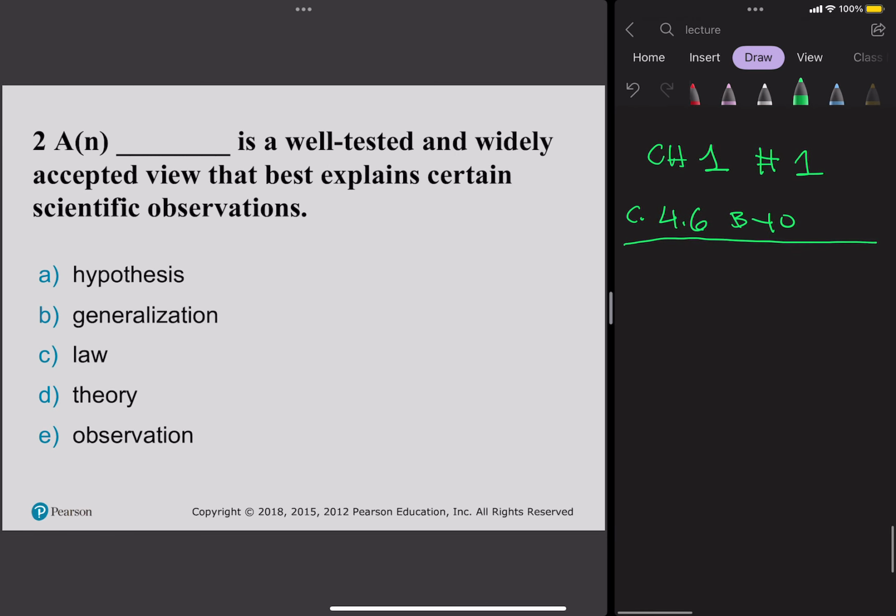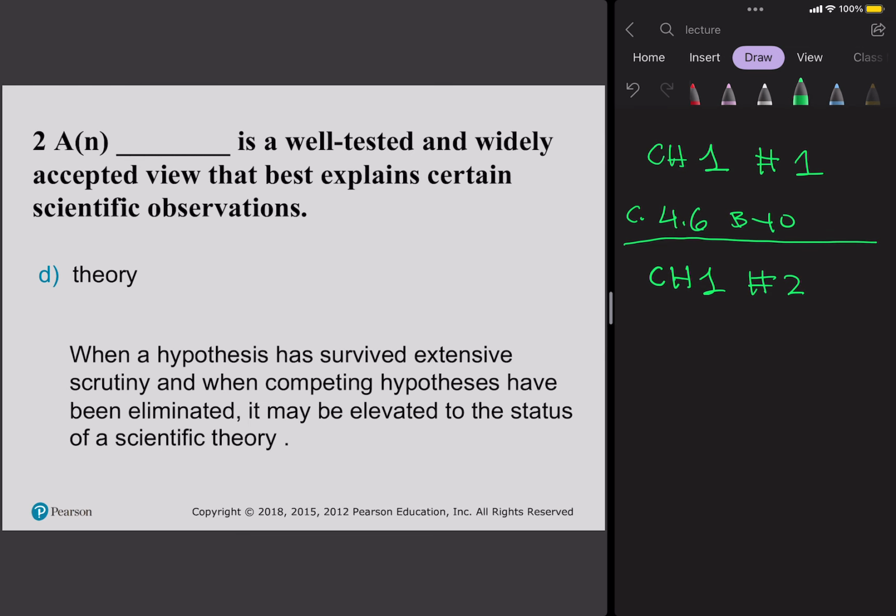So we're on to chapter 1, number 2. The question is: what is something that is well tested and a widely accepted view that best explains certain observations? That is going to be D, a theory. So chapter 1, number 2, it's a theory. A theory is well tested, widely accepted, and explains observable facts.